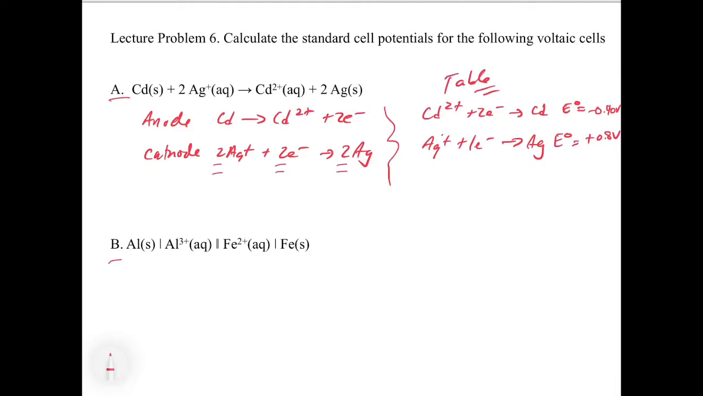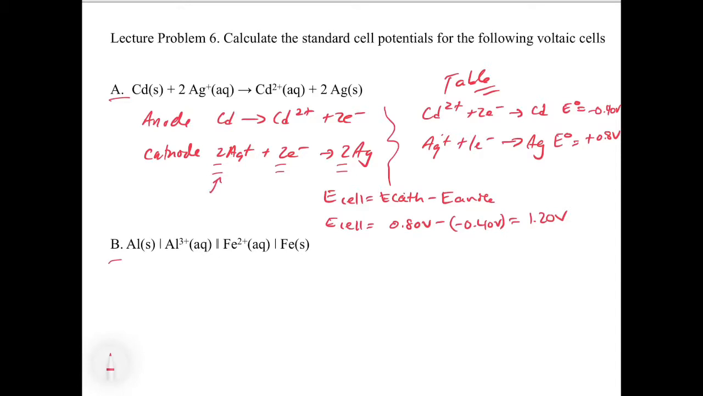So now let's write our equation. E cell is equal to E of the cathode minus E of the anode. And so what we're going to get for E cell in this case is equal to the cathode, 0.80 volts, minus E of the anode, which is minus 0.40 volts, which gives us an overall cell potential of 1.20 volts.